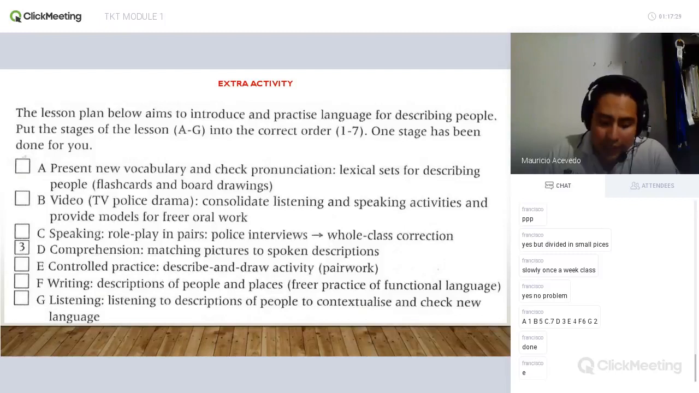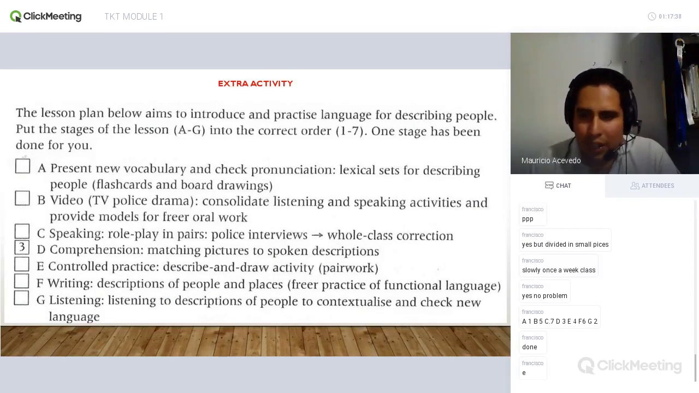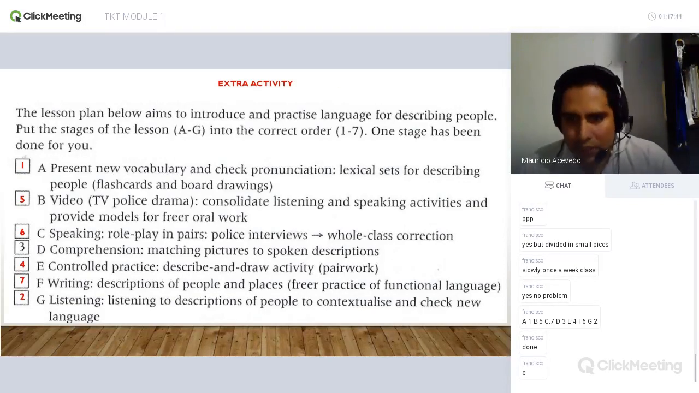Okay, I like your answers. Just like maybe the one that I told you about the speaking and writing. I'm not sure which one will be first, but let's analyze it. Okay. So number one, as you said, you are correct. Number two, you are also correct. Very nice. Three, it's done for us. Number four, excellent, Francisco. It's letter E.